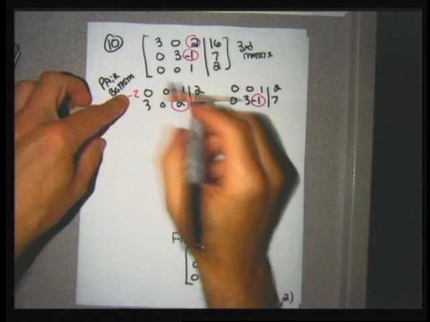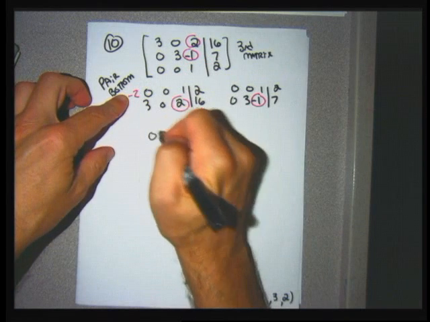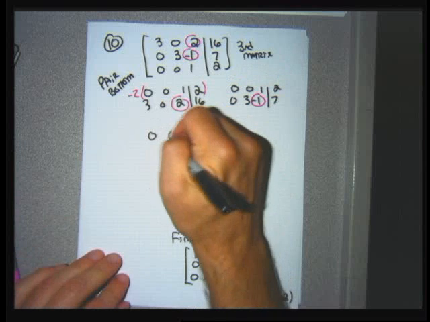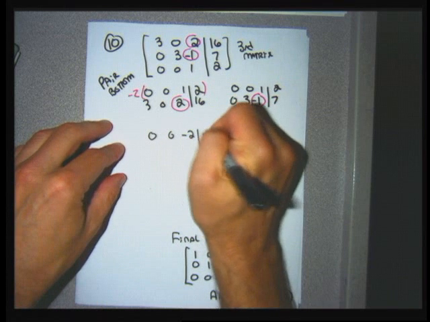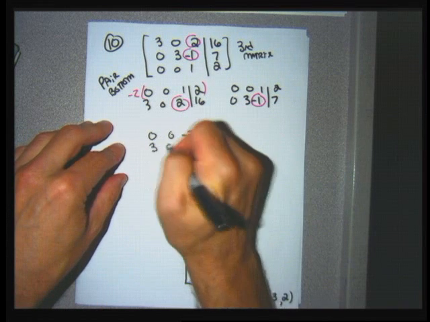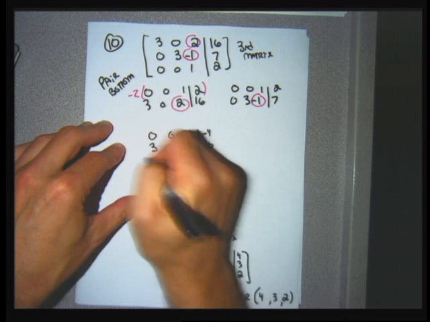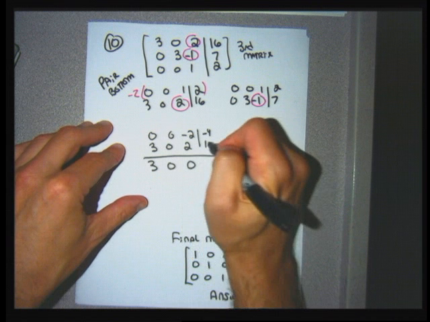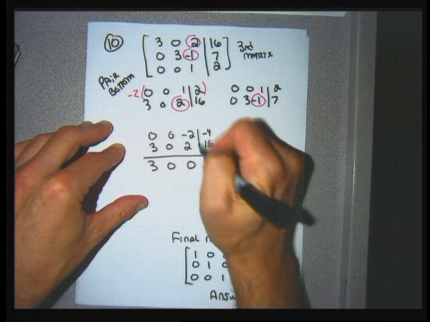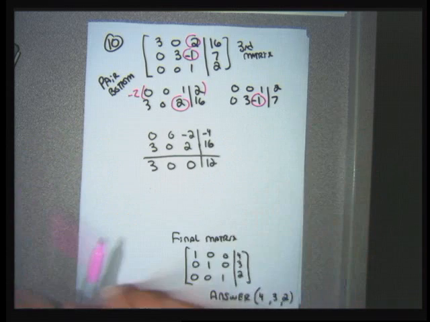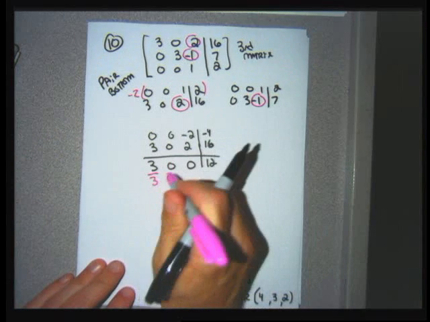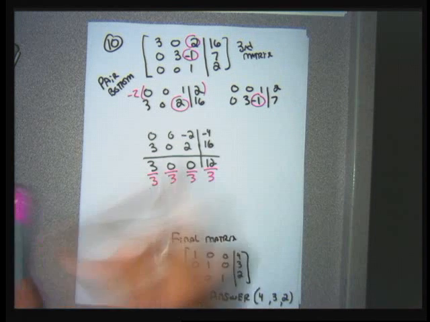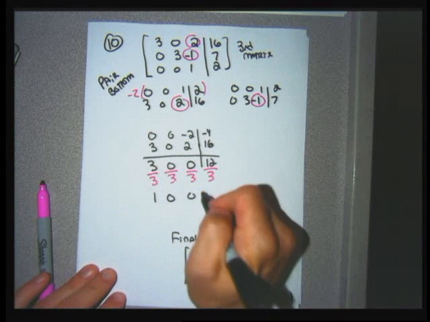So here, multiplying the top by -2, I get 0, 0, -2, and -4 on top of 3, 0, 2, and 16. This is going to give me 3, 0, 0, and -4 and 16 is going to be 12. I'm going to divide by 3 and get 1, 0, 0, 4.